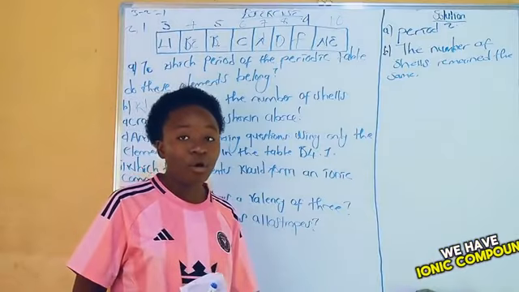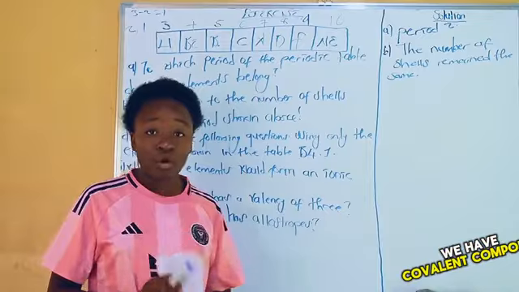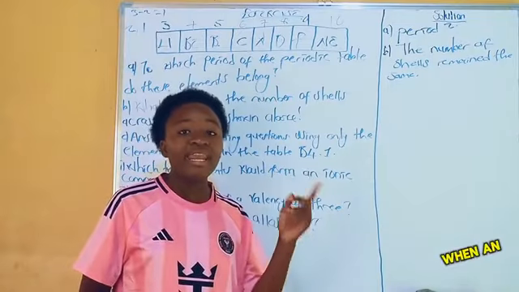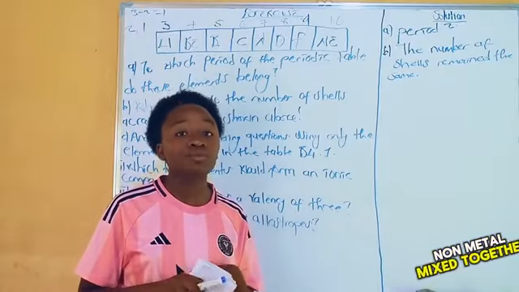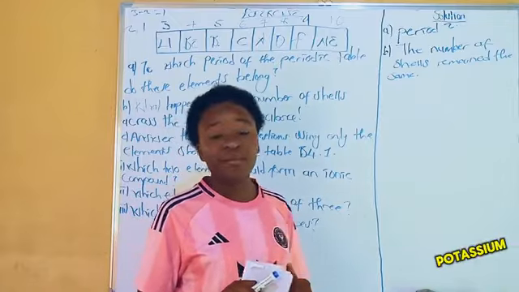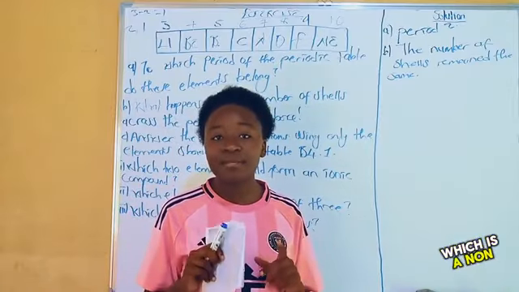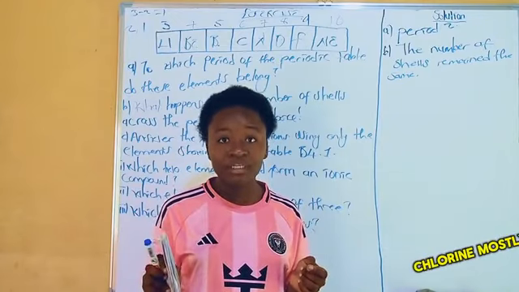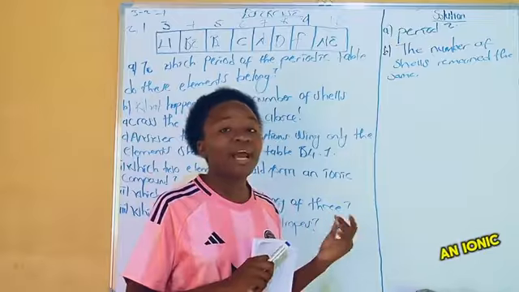We have ionic compound, covalent compound, and metallic compound. Ionic compound is formed when a metal and a non-metal mix together. Let's say for instance potassium, which is a metal, and oxygen, which is a non-metal, come together. Mostly potassium reacts with chlorine. So we put them together, they're going to form an ionic bond.